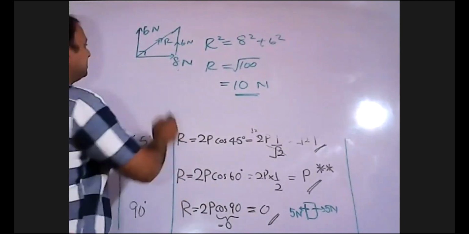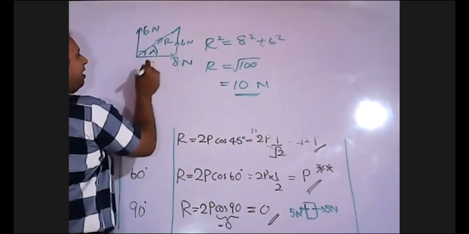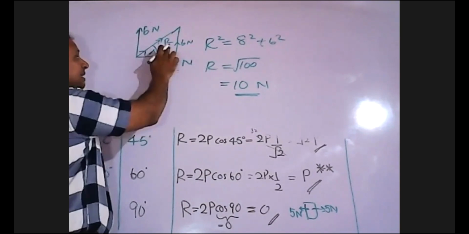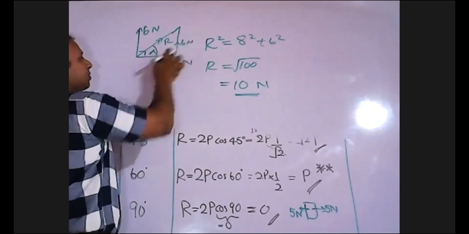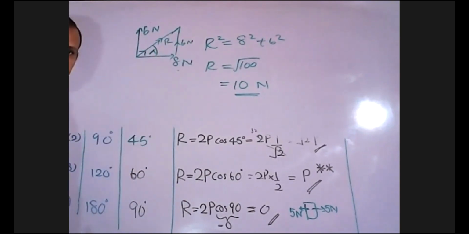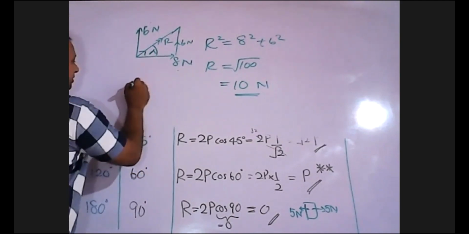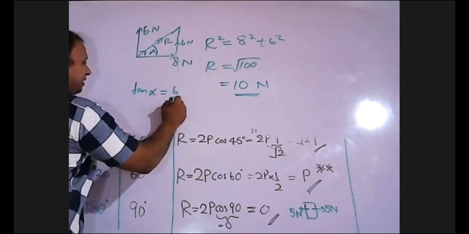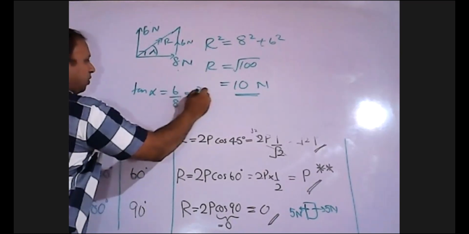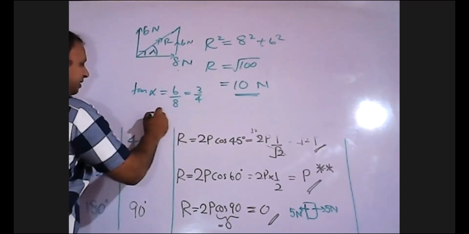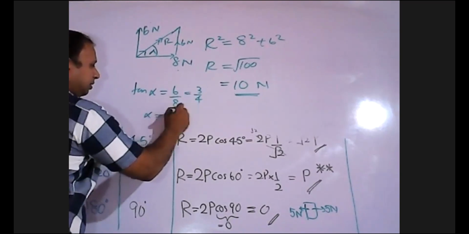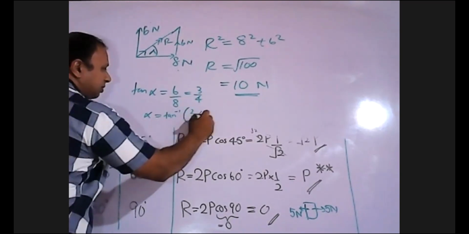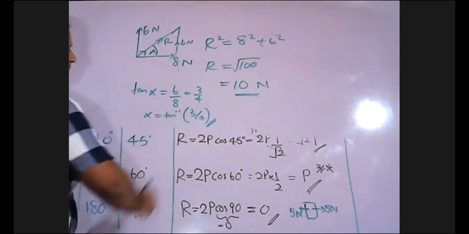Then simply you can take the angle. This is alpha. If it is alpha, tan alpha is equal to 6 over 8. That means 3 over 4. So alpha is equal to tan inverse 3 over 4. Okay.